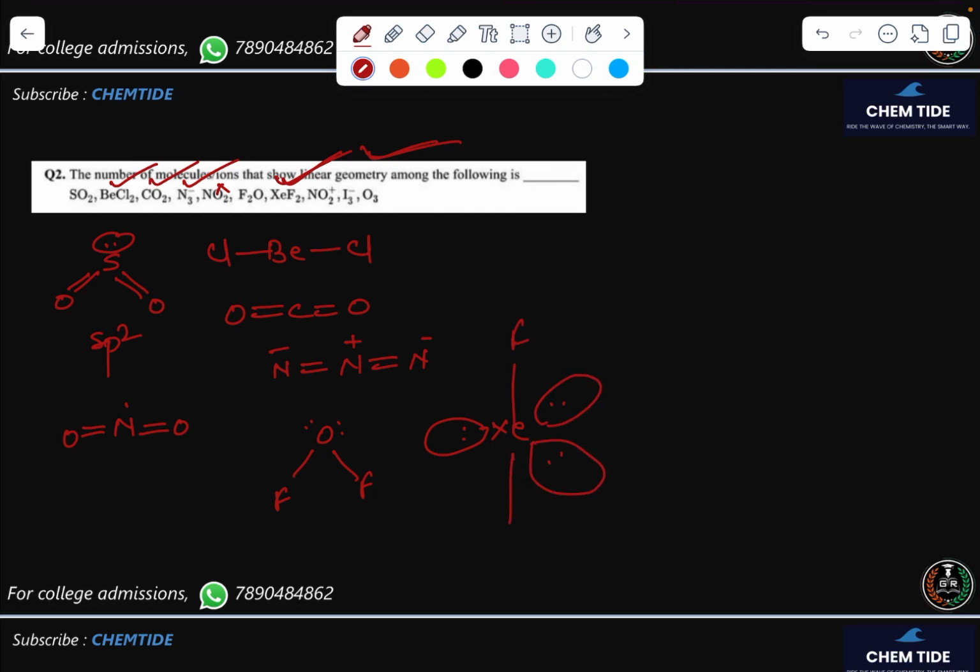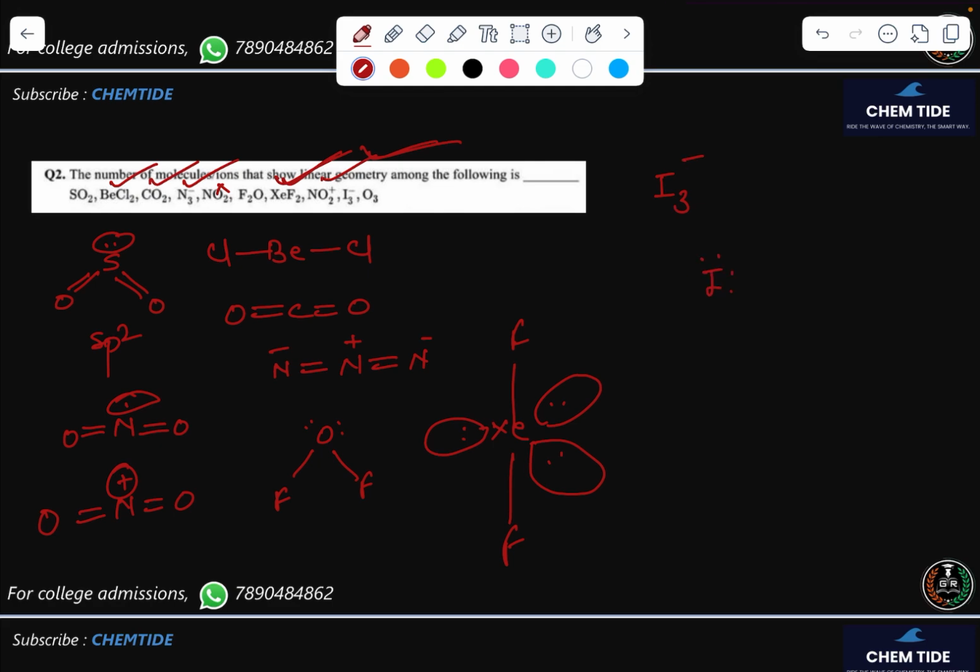sp3d structure which is linear. NO2 positive is also linear. NO2 positive means we can remove this electron, so it becomes NO2 like this way. It becomes linear. I3 minus is also linear.